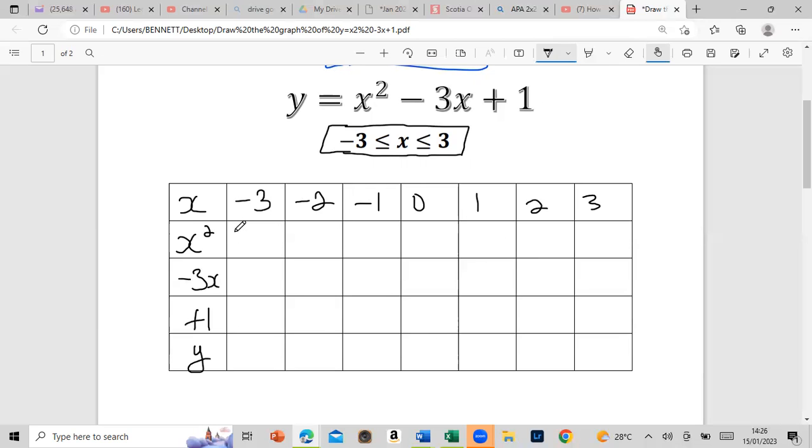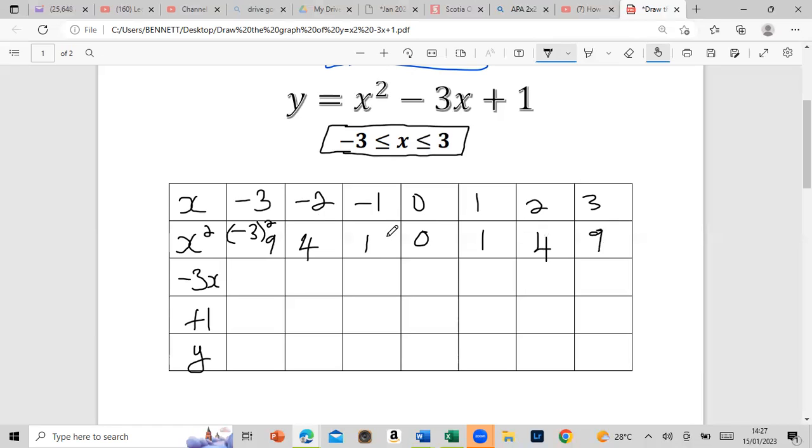The first one says -3, and we must square x. Squaring means we multiply x times itself. So -3 times -3 will give us 9. For -2, squared means -2 times -2, which is 4. Remember, guys, when a number is squared, it's going to be positive. 0 times 0 is 0. 1 times 1 is 1. 2 times 2 is 4. 3 times 3 is 9.